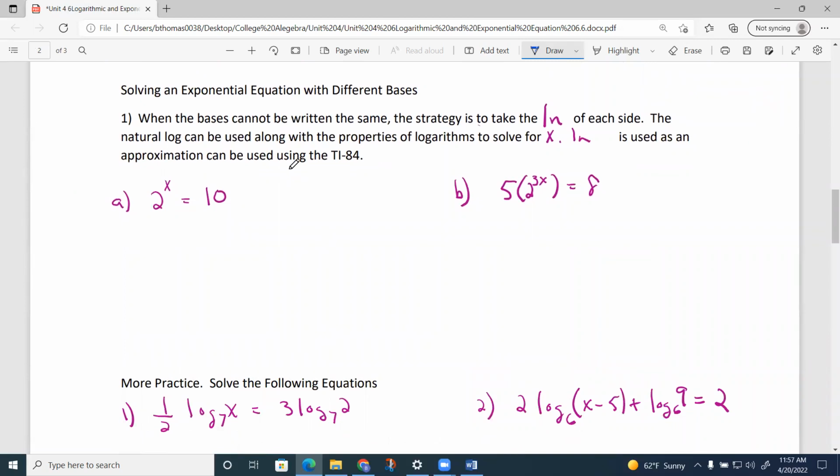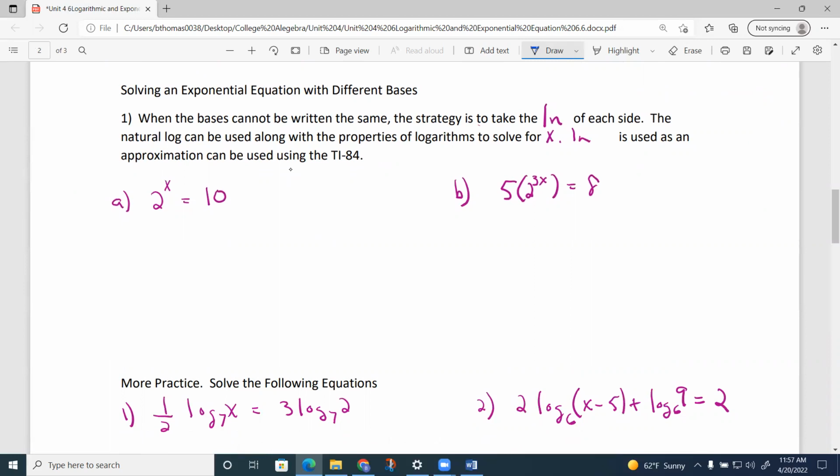So, solving exponential equations with different bases. So far we've had exponential equations with the same base for the most part. But when the bases cannot be written the same, the strategy is to take the natural log of each side. So that's actually on our calculator, and I think that's the one the book wants us to use, the natural log.